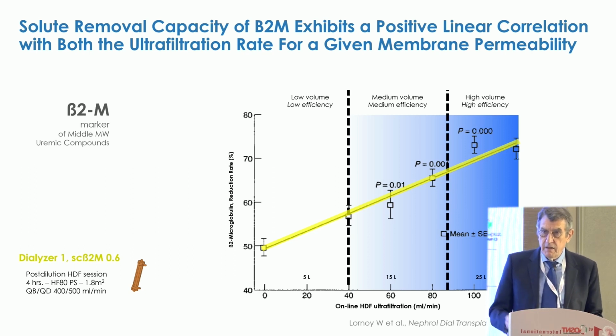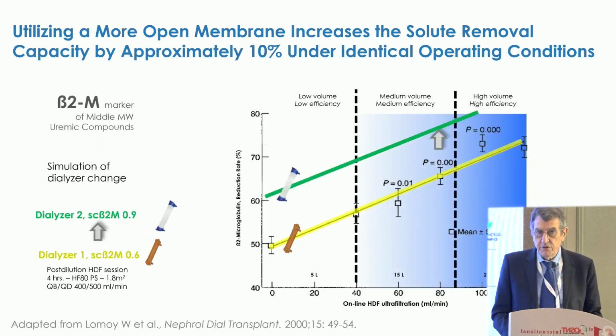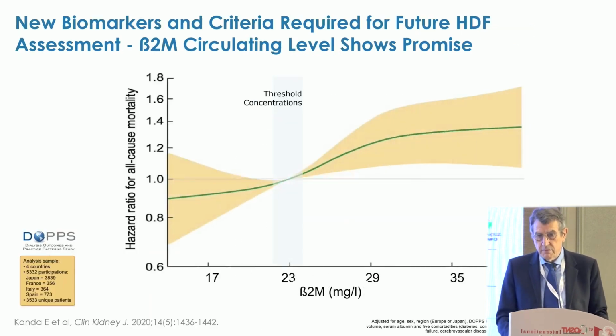Now, if you do the same with a new current membrane, with the sieving coefficient of beta-2M moved from 0.6 to 0.9, you understand that with the same convective volume, you can increase the removal rate of beta-2M by almost 10 to 15%. So that means same time, same convective volume, higher efficiency. And this is exactly what different studies have regularly shown.